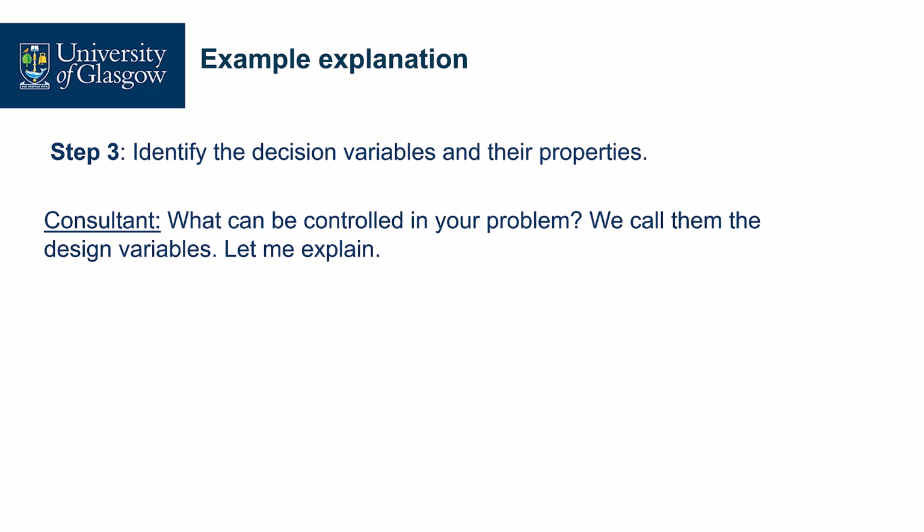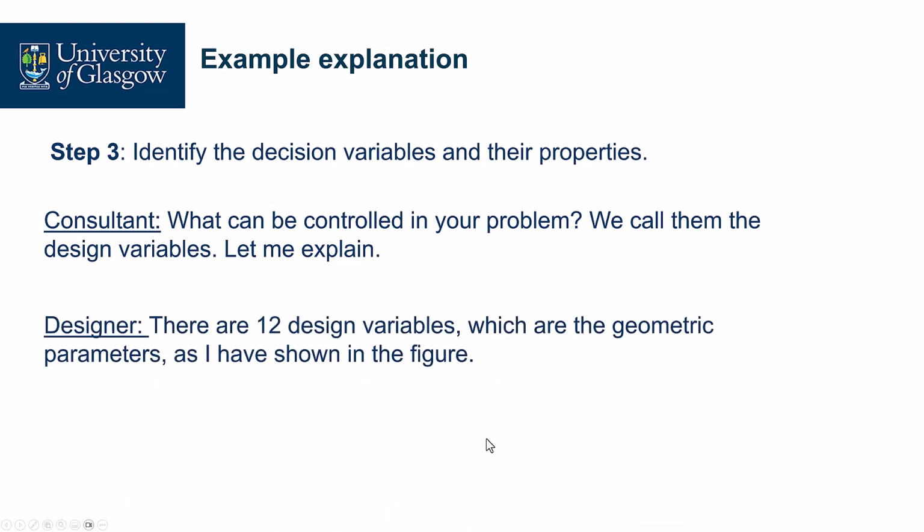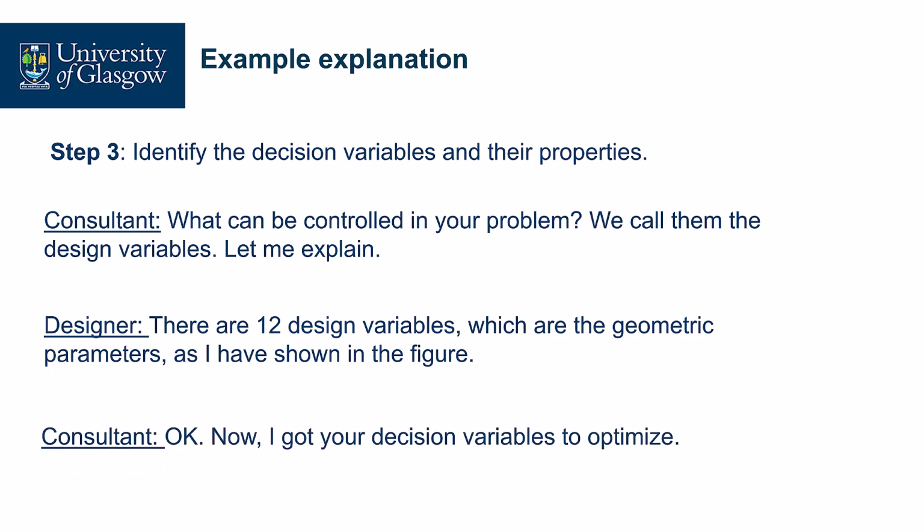So let me explain, so you can explain more about the definitions of design variables and the different kinds of them. The real number ones, the binary ones, or the permutation ones, right? Then the designer will answer you. He will say, okay, there are 12 design variables, and they are geometric parameters, and I have shown you in the figure. So okay, then you can understand, this is your 12 real value based design variables. So you want to optimize this, and you have the objective and you have the constraints.